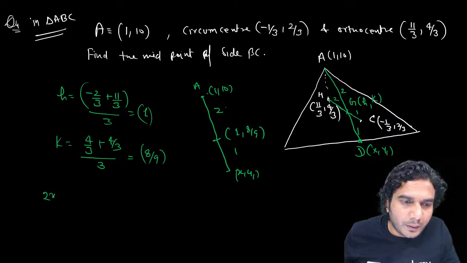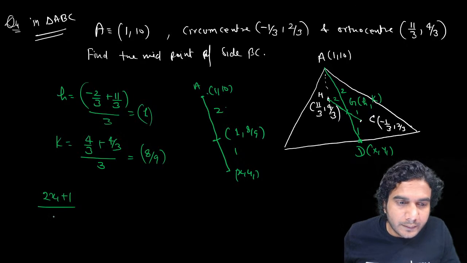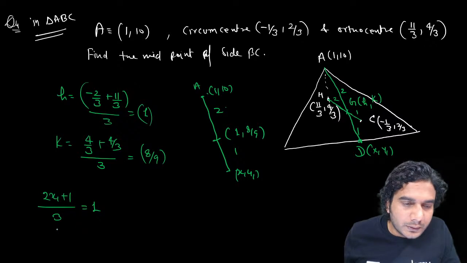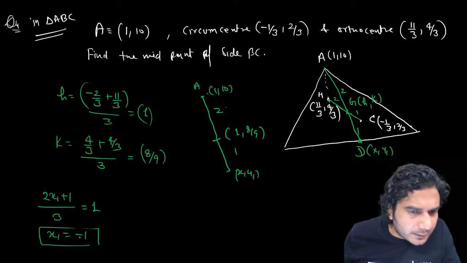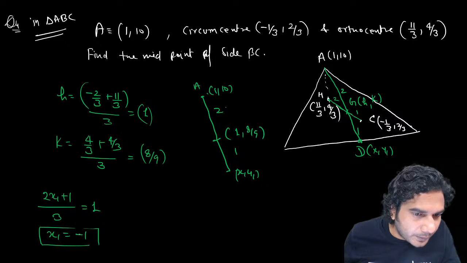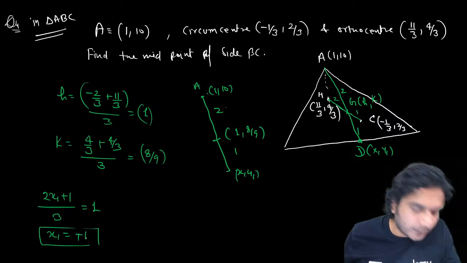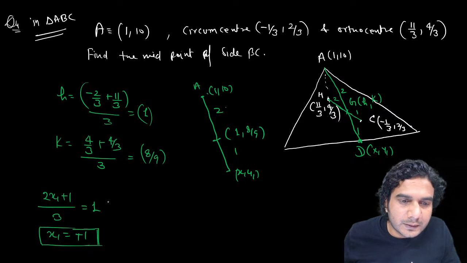So again apply section formula. So it is 2 into x1 plus 1 divided by, external division also you can apply, but it's alright. We can separate x1. Divided by 3 is equal to 1. So from this you are going to get x1 is equal to minus 1. Yes, x1 is minus 1. Good. You guys got it. Wait a minute. x1 is plus 1. Yeah, plus 1. Right. x1 is plus 1.